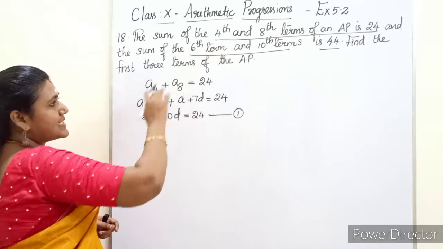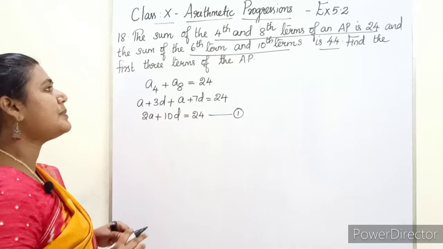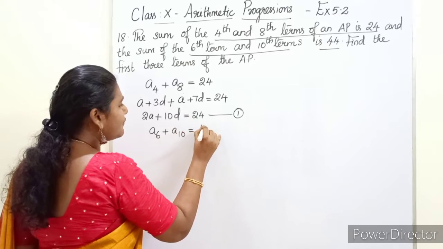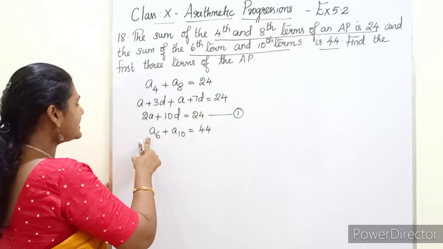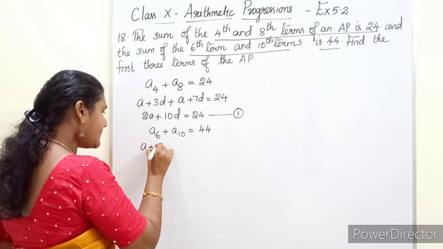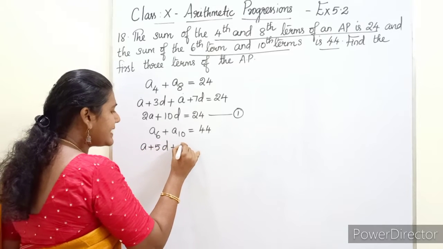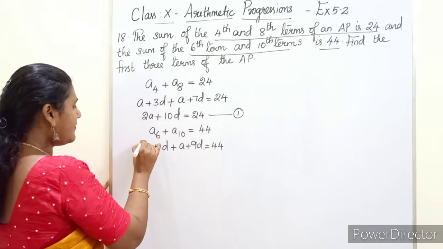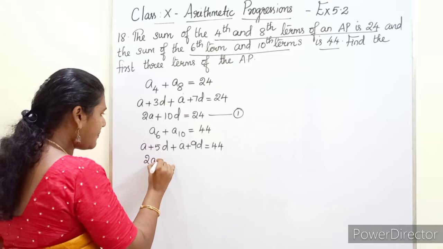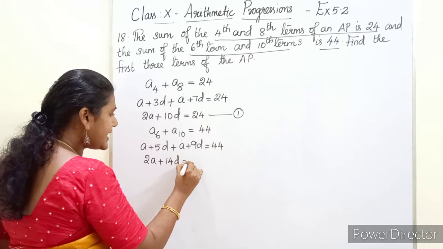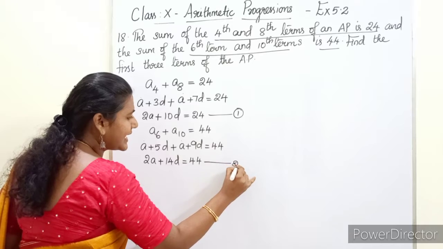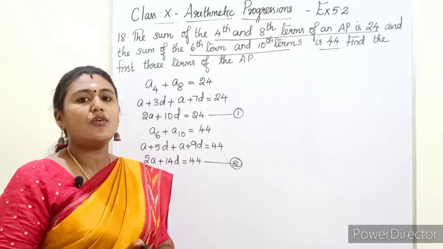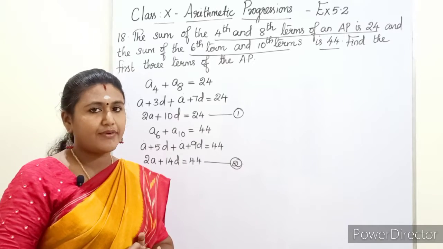Now we will consider the second thing, that is sum of 6th term and the 10th term. That is A6 plus A10 is equal to 44. Now what is the formula for A6? A plus 5D, and formula for A10 is A plus 9D is equal to 44. Again we will simplify. So A plus A is 2A plus 14D is equal to 44. This is the second equation. Okay, so we got two equations in A and D. Now we will solve this for getting the value of A and D.